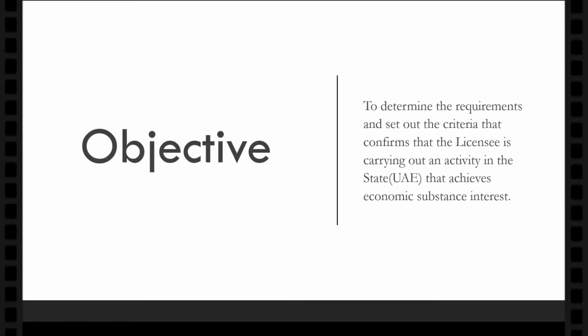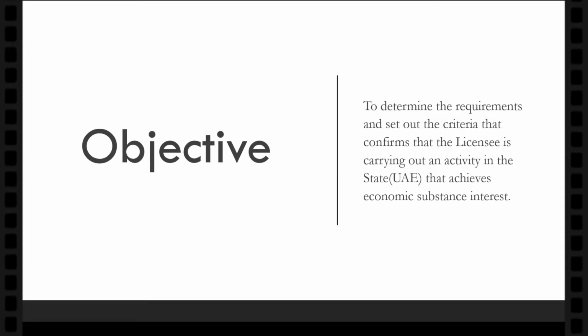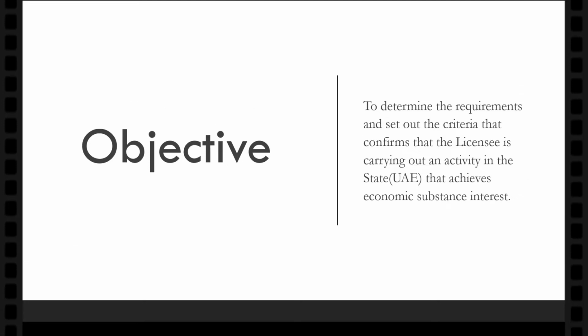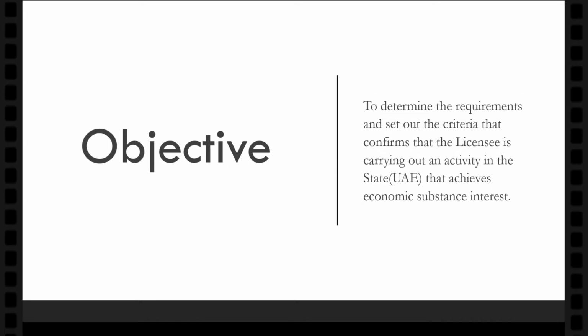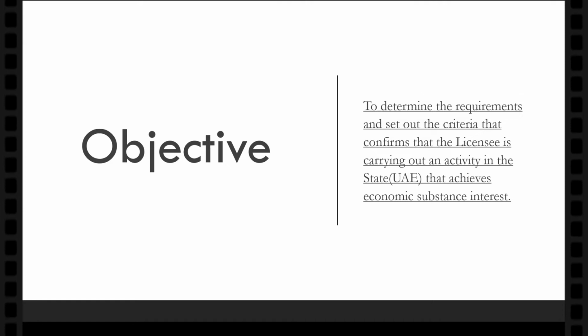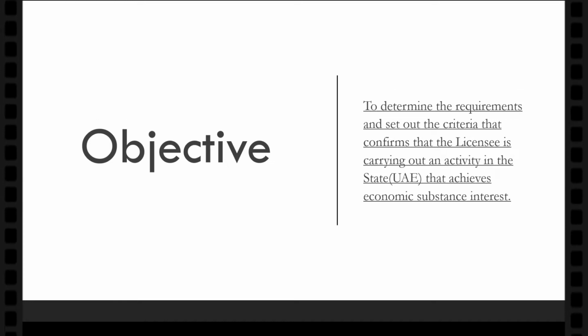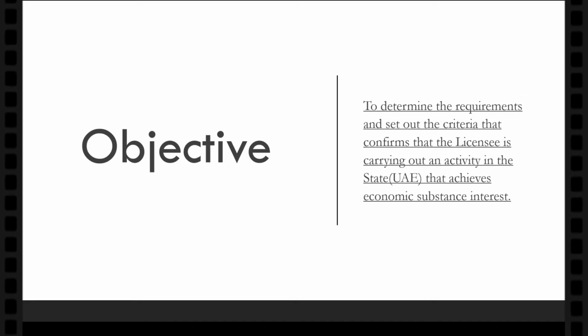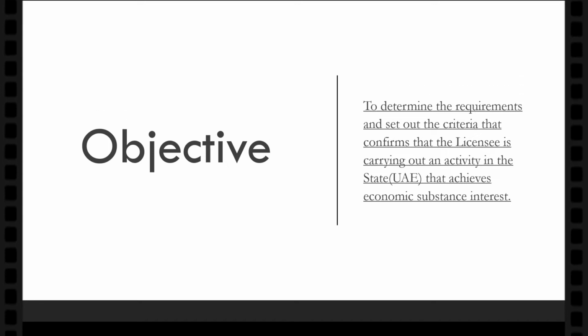So now let's see the objective of ESR. The objective is to determine the requirements and to set out criteria that confirms that the licensee, meaning the company, is carrying out an activity in the state. The state is UAE. Activity means relevant activities as per the regulation that achieves economic substance interest. So basically the objective is to determine the requirements and set out the criteria that confirms that the company is carrying out relevant activities in UAE that achieves economic substance interest.